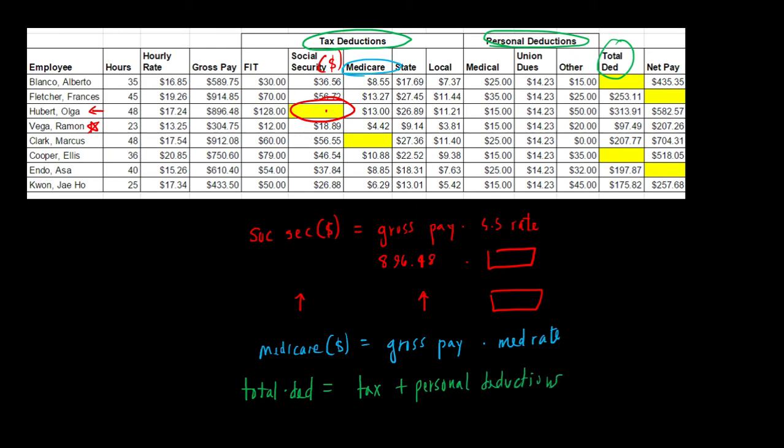And that just leaves net pay. Net pay is going to be equal to our gross minus any deductions. So net pay, or your take-home pay, is going to equal your gross pay minus any deductions. And that's it for page 4.